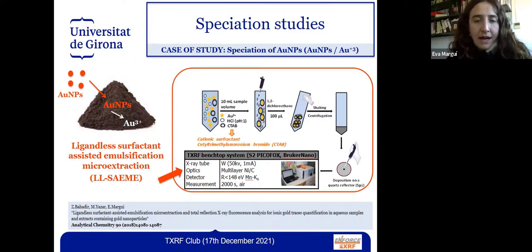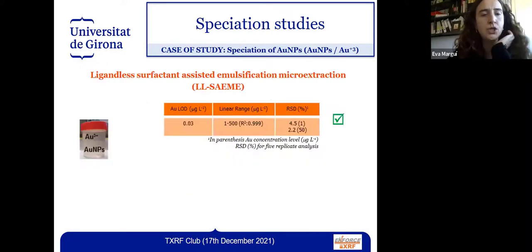soil extract. As you can see, in this case, we use a cationic surfactant that was able to extract the ionic gold, that was in cationic form, and then this complex was extracted with chloroethane and analyzed directly with the TXRF. Using this approach, the limit of detection for gold was really nice, below 0.1 ppb, and we obtained also a good linear range and a good precision of the results.